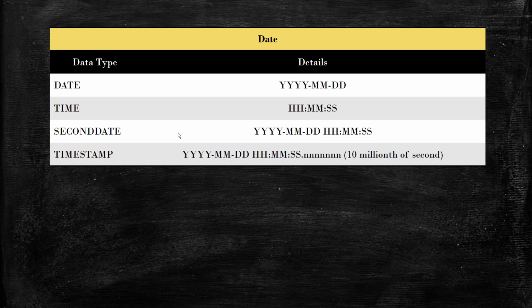Timestamp is similar to second date, but the seconds are going to carry a fraction of 10 millionth of a second. So all these digits you see here, those are a total of 7 numbers. So each second is going to be split into 10 millionths of a second. For example, if you are loading data from a source system to HANA and you want to see when the record was exactly inserted into HANA, then this timestamp field is going to be useful.